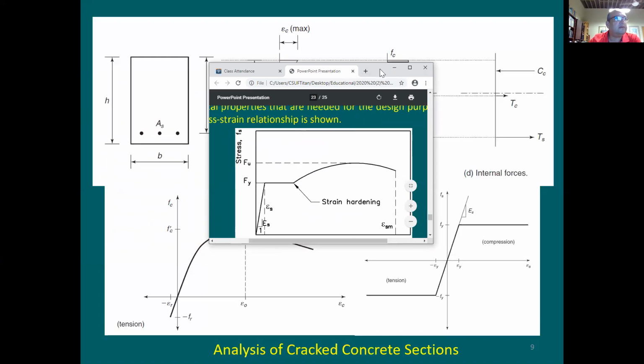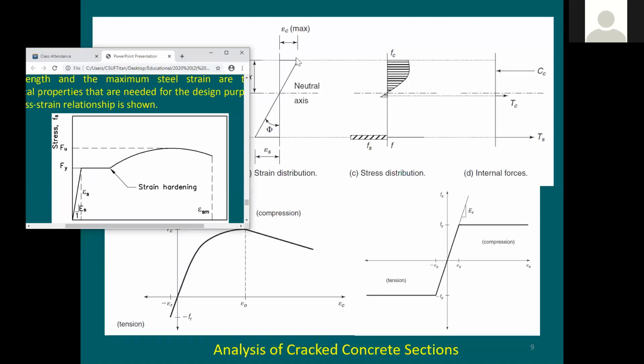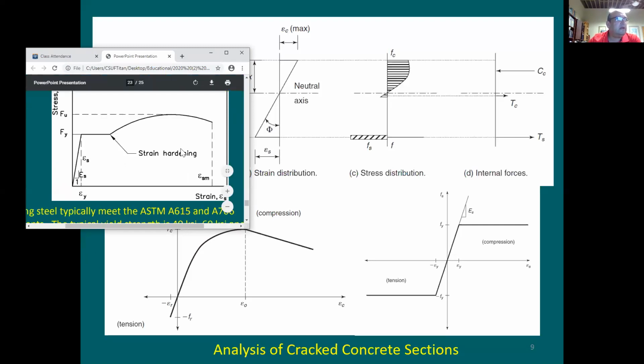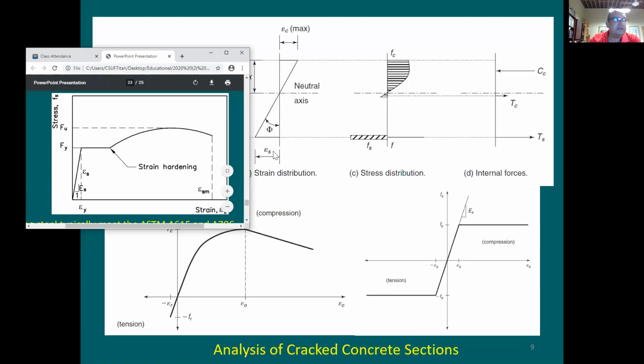Let's look at this. Now, based on this strain compatibility analysis that we have done, we're able to figure out epsilon S, correct? If I have epsilon S, which is the strain in the steel, what I need to do is come to this diagram and draw the strain value at any point. So you have the strain value here. You just draw a vertical line because it gave you the strain value. Once it hits the stress-strain diagram, you go horizontally, you read the stress value, and then use it in here.